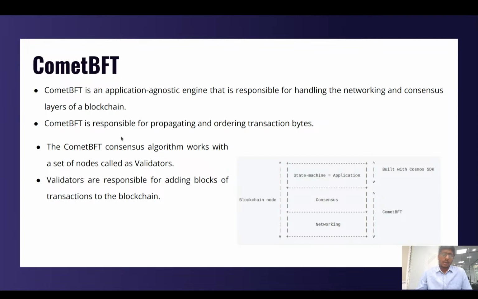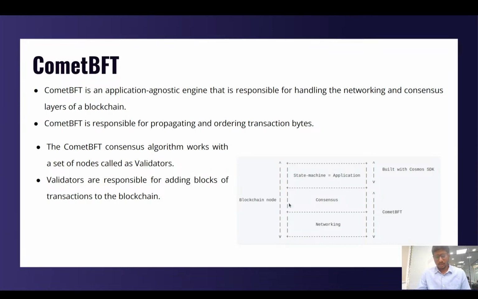Here CometBFT is application agnostic. Application agnostic means CometBFT only takes the data in bytes format, so it doesn't have any knowledge about which application it is dealing with. The CometBFT algorithm runs with several validators, also called nodes. Validators validate the blocks with their pre-vote and pre-commit, and then they propose the blocks. Those blocks will be added into the blockchain.